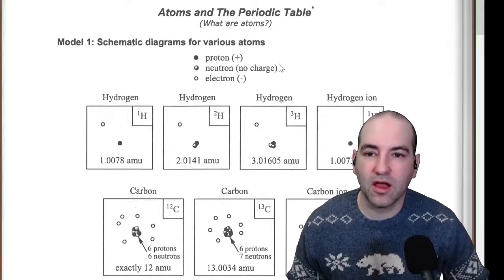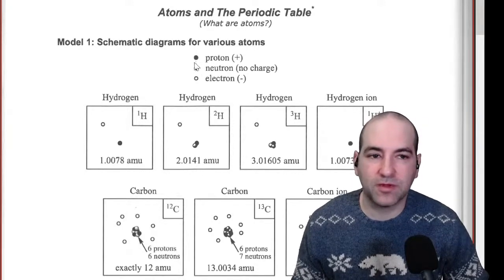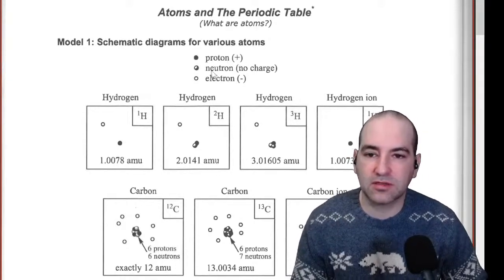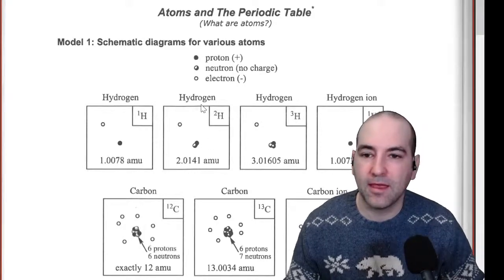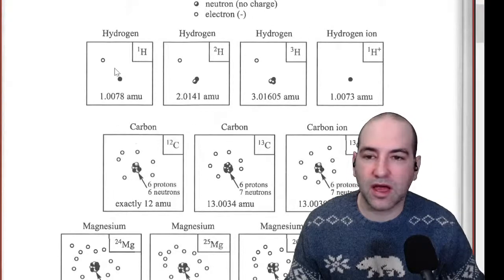So just take a look at it here. We've got 3 different types of dots: fully filled in dots, half filled dots, and empty dots, standing for protons, plus; neutron, no charge; and electron, minus. So there's a lot of information right there already. Then they're kind of split into these diagrams. So let's look at this first one, hydrogen.